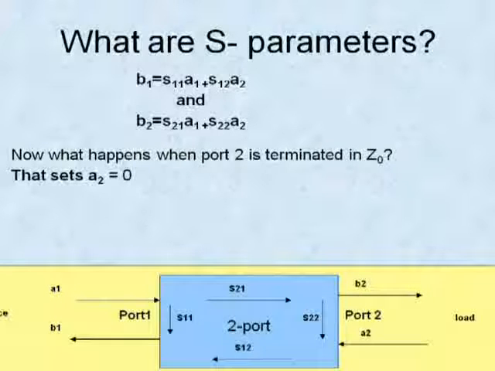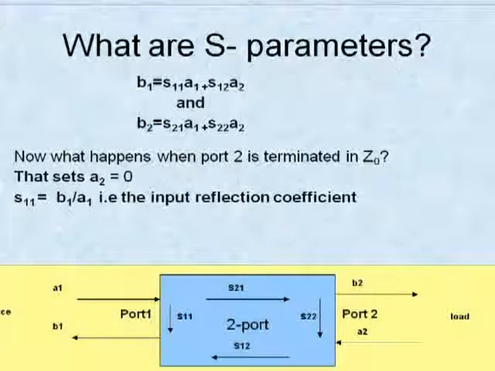So what we do is, if we terminate it in the characteristic impedance, that sets A2 to 0. And similarly, if you look at that top equation again, if there's no reflected power, there's no A2, so that last product, S12 times A2, becomes 0. So S11 then becomes just B1 over A1. So when this network's terminated in the characteristic impedance, the 50 ohms, it's matched. S11 is the input reflection coefficient. Right? You can measure that.